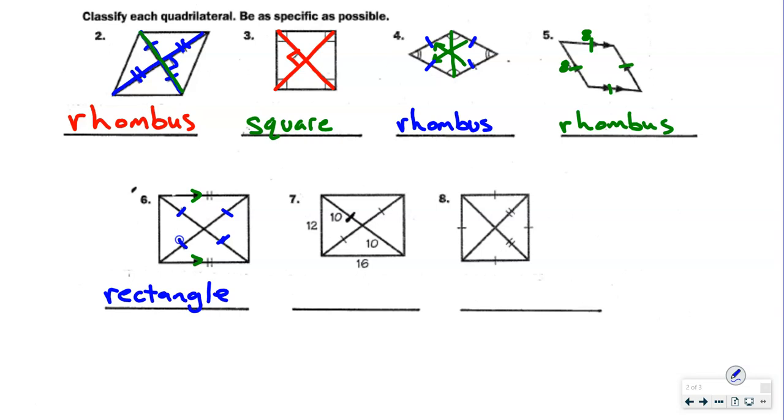So looking at the next one, number 7. What is the most specific classification we can give it? So we look at our diagonals. Our diagonals, all of the bisected segments of them are congruent. So we know that the diagonals are congruent. So then it has to be either a rectangle or a square. It's at least a rectangle. But then we look at our side lengths. This one is 12. This one's 16. So we know it's not a square because the 4 sides are not the same. Our sides are not all the same. So this has to be a rectangle also.